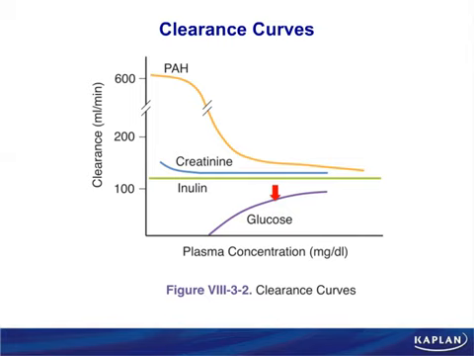You're not clearing it. Why? Because your carriers are saturated. You are no longer able to reabsorb all the glucose you're filtering. So you're excreting glucose. So you're clearing it. If you're excreting it, you are clearing it. So now the clearance increases and it approaches the clearance of inulin. And these are the clearance patterns.